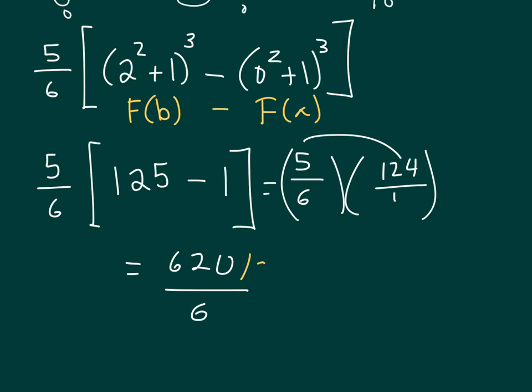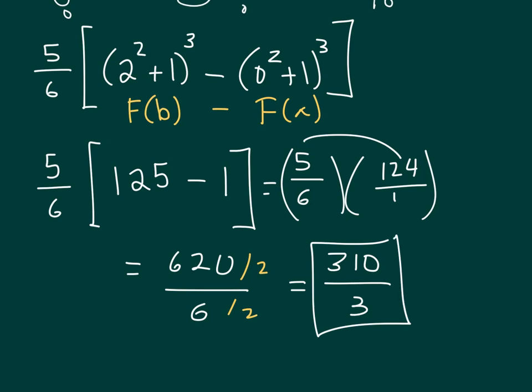And it looks like I can divide a 2 out of the top and bottom. So reducing the fraction, I get 310 over 3, which is my final answer.